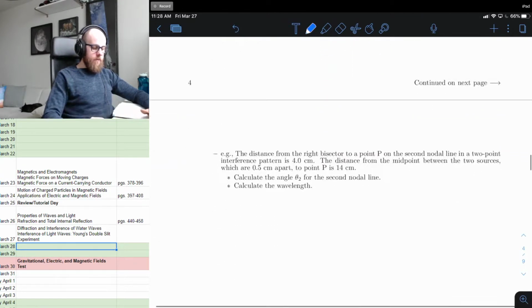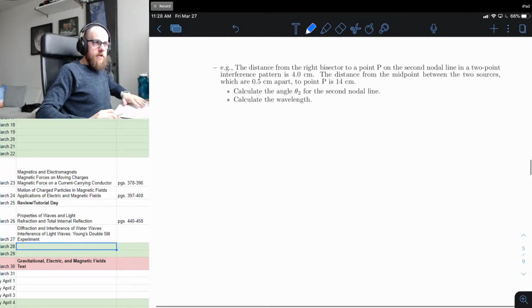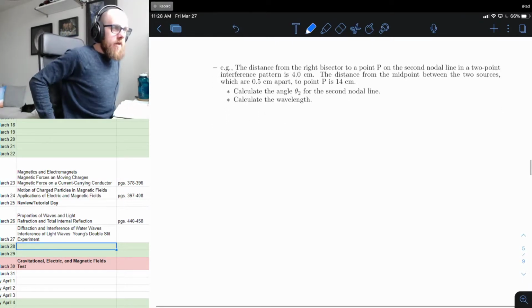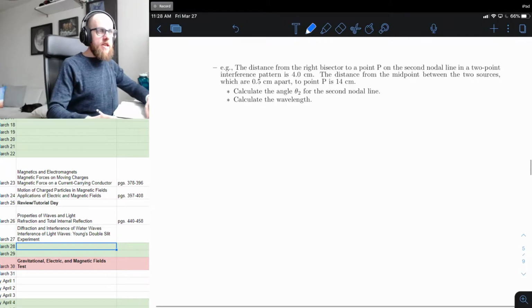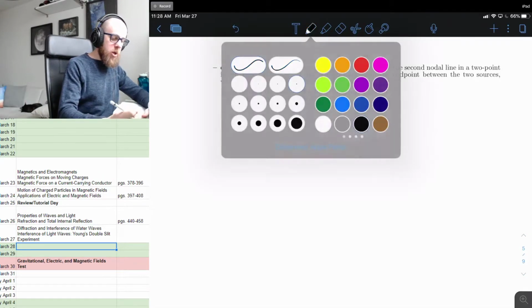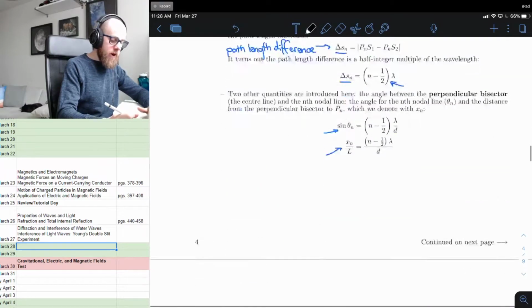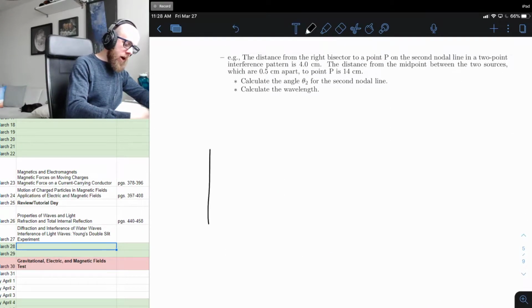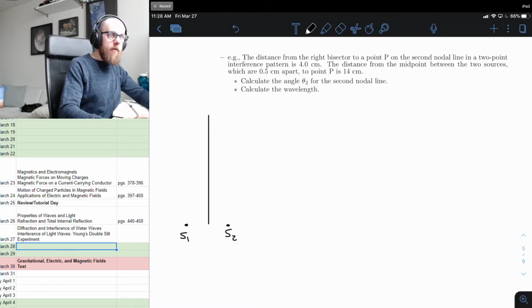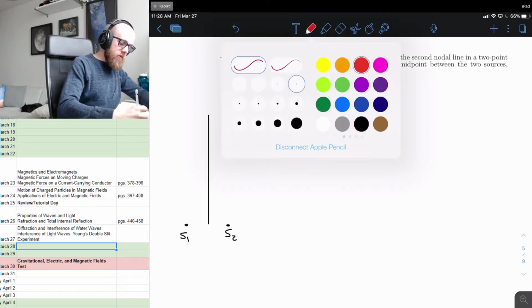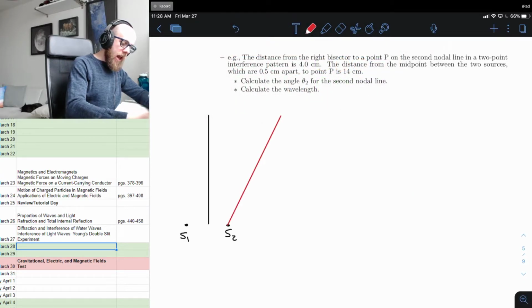All right, let's get to it. So here's an example straight out of the textbook. Here it says the distance from the right bisector. So I'm actually going to draw out a picture similar to what I had up here. So here I have 2 point sources, say S1 and S2. And I have a point on the second nodal line. So I have a nodal line that's doing something like this. And I have a point that I'm interested in on that second nodal line.